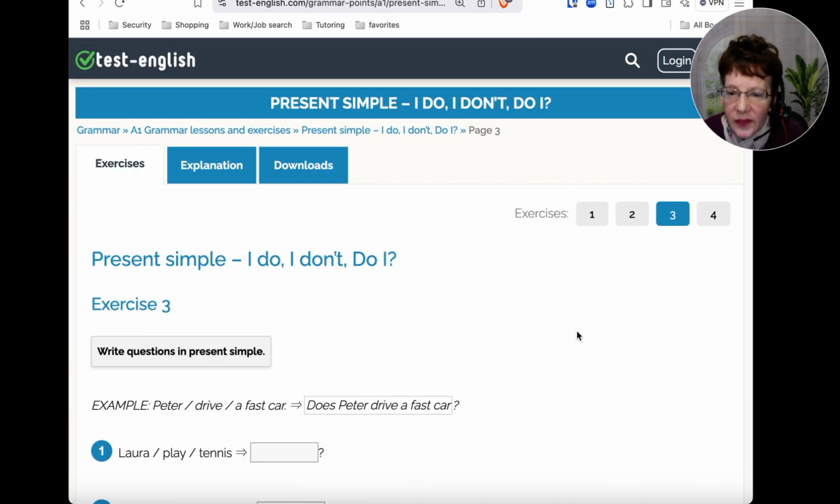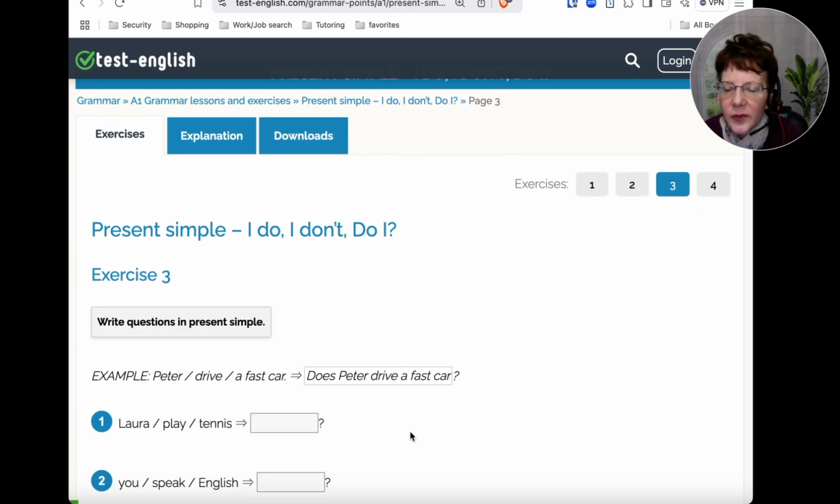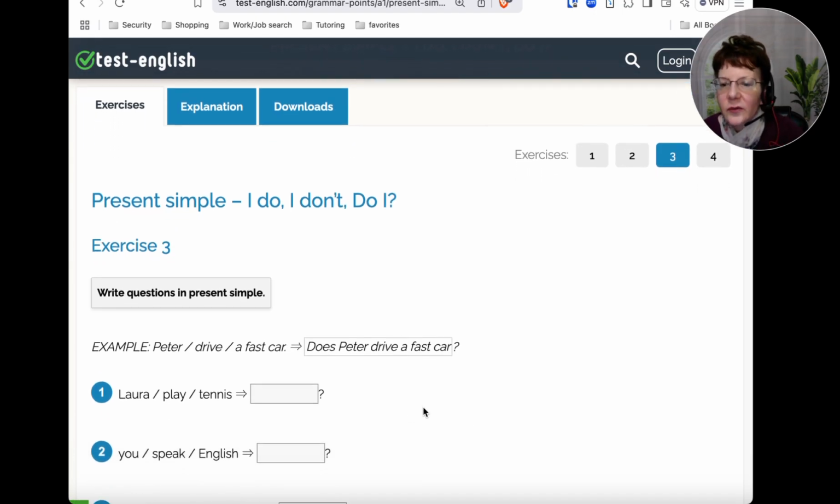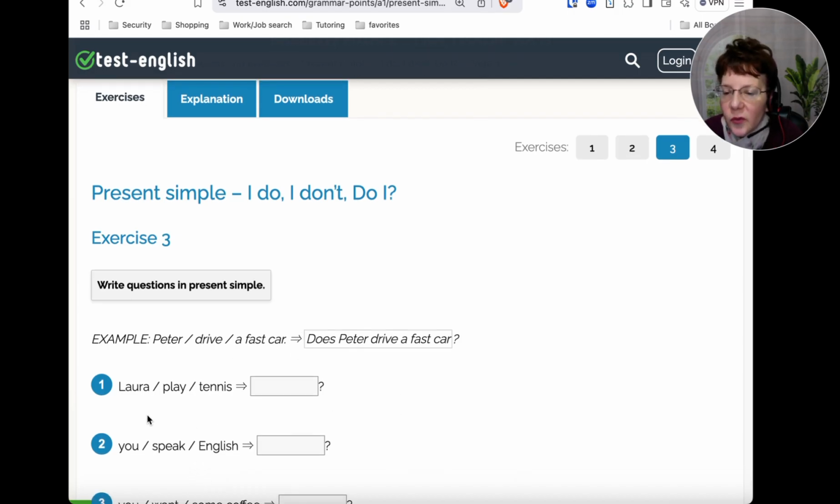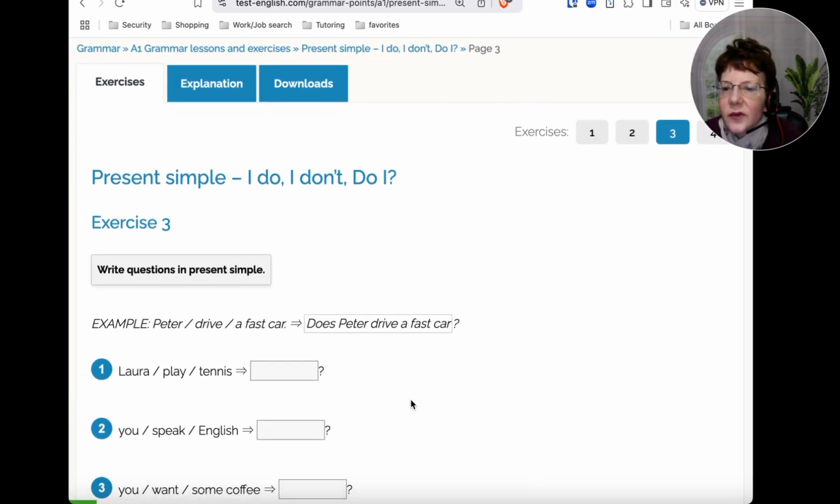Okay, let's look at the third one. Do a couple of these. So we'll write these words here into a present simple sentence. So we have number 1, Laura, play, and tennis. So actually we're going to write questions here. So we're going to make this a question. So we're going to ask, does, we'll start with that. And then Laura, play, tennis.